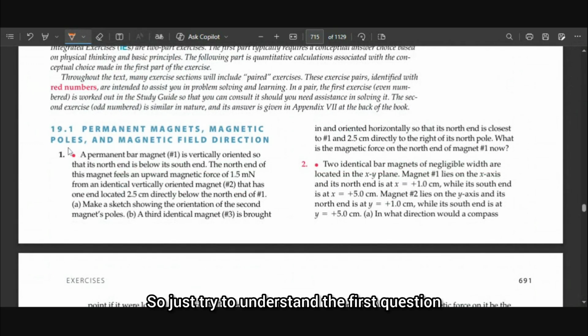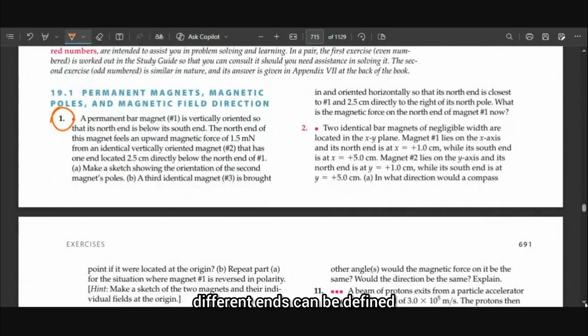So just try to understand the first question and tell me what it is asking and how the magnetic force on different ends can be defined. Try this question out. Read this question thoroughly, see what is exactly happening, and tell me what should be the answer.